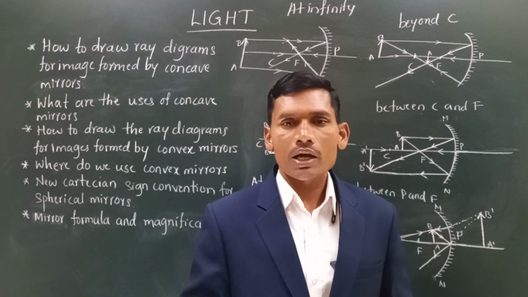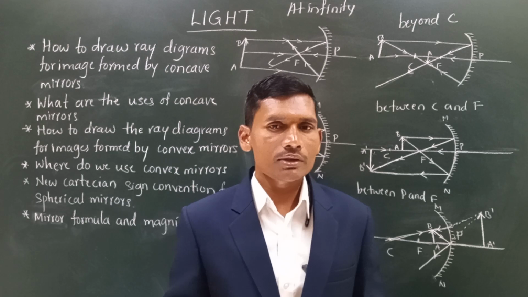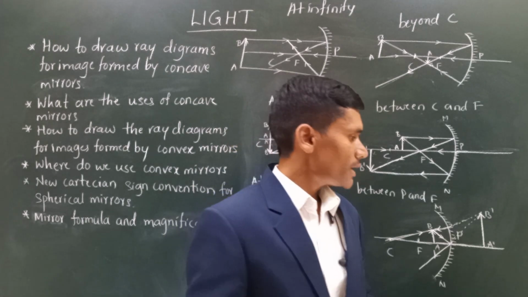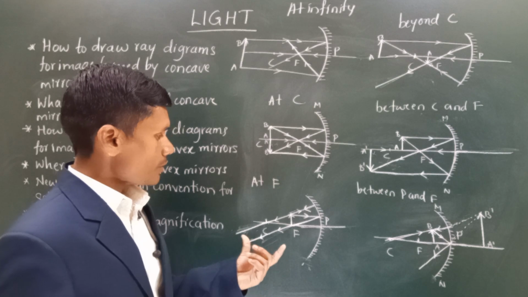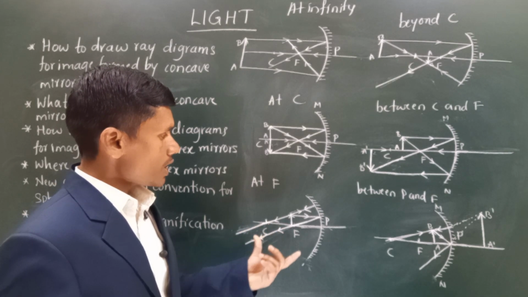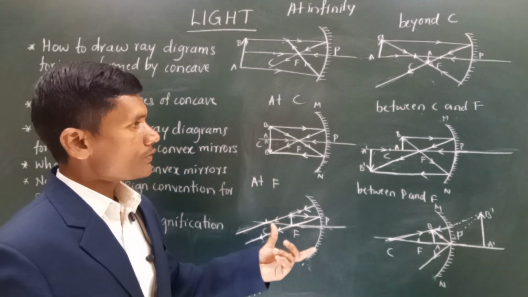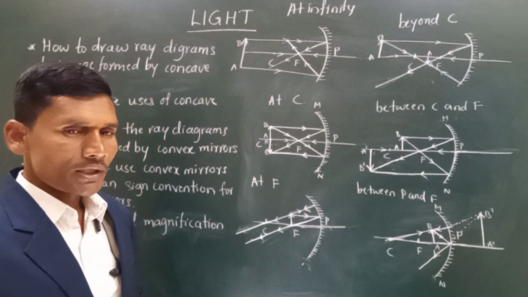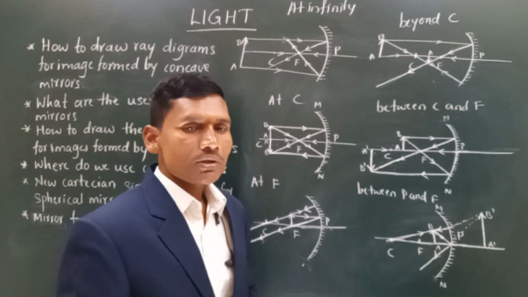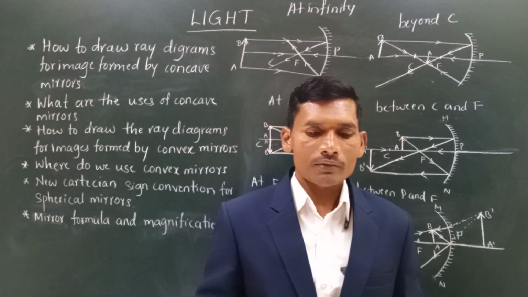That we are going to learn under uses. Okay, so these are different positions of the object when it is placed there, the nature, size and position of the image that we have already studied. Now let us study what are the uses of concave mirrors.